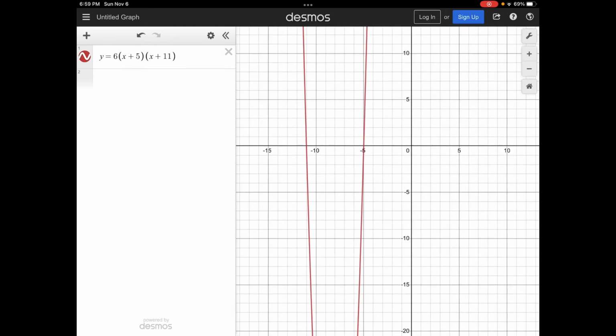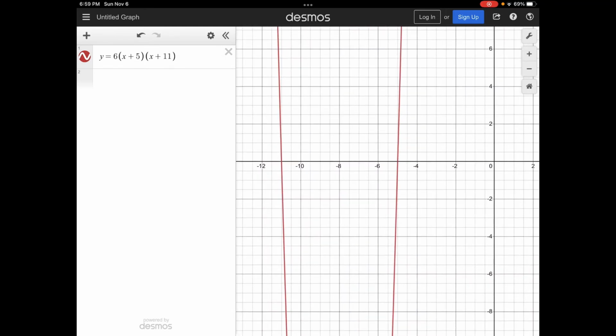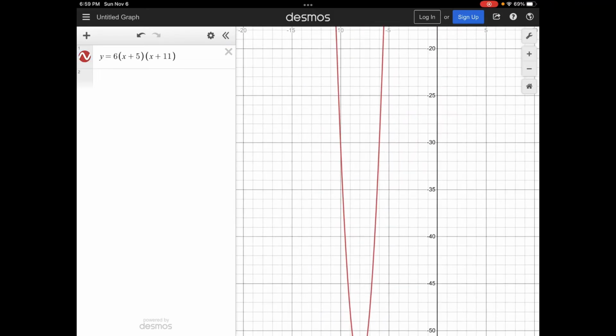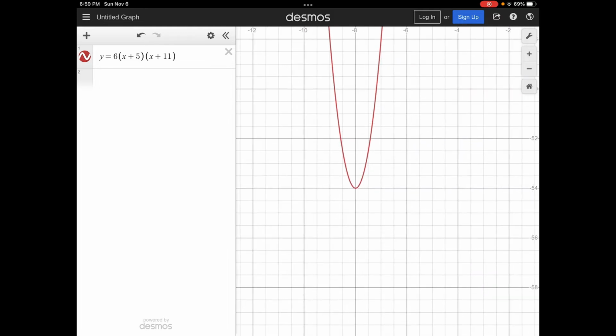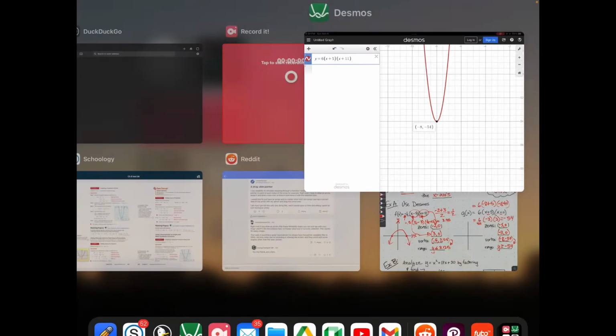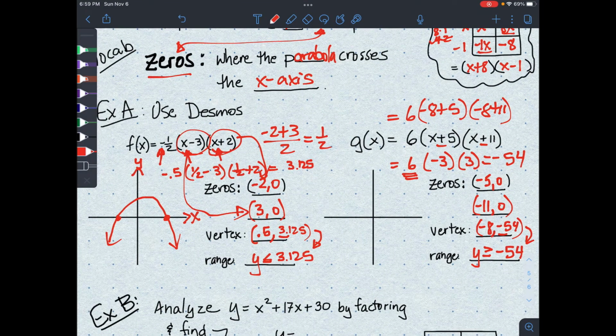Now, first of all, before we go down there and investigate where the vertex is, let's verify that we did have the correct intercepts, negative 5, negative 11. Sure enough, that worked out. And now we'll come down here and see if this was negative 54. Let's see. Bam. Okay, so we did the right work. So we've learned how to use an equation written in this vertex form and find all this information about it. Yes?